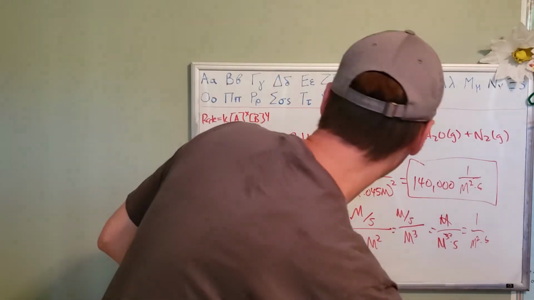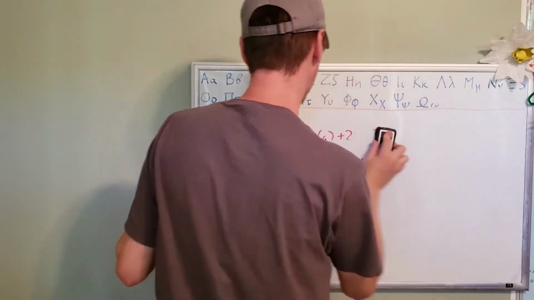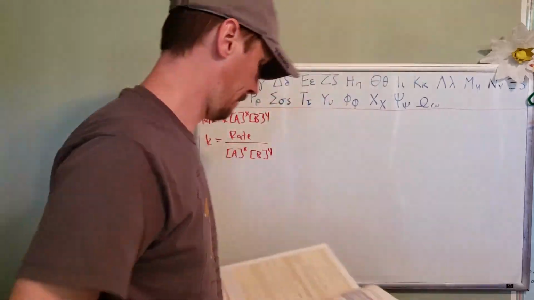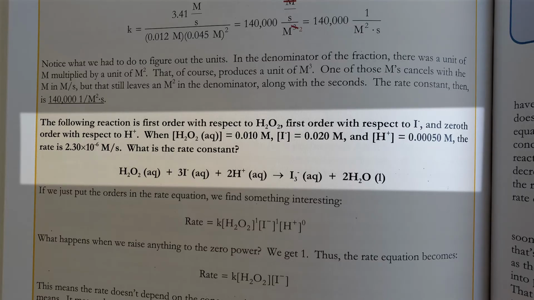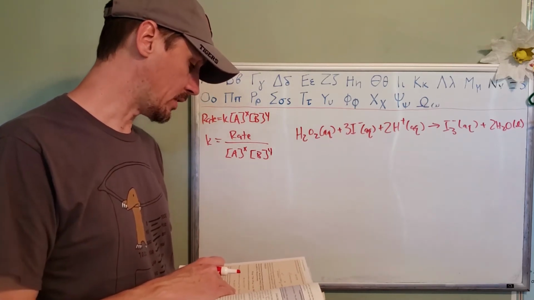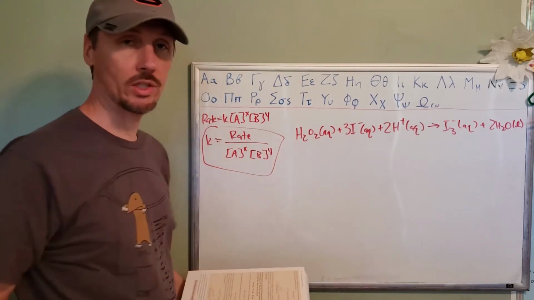All right, so let's do one more problem, and we will be done for today. The second problem says the following reaction is first order with respect to H2O2, first order with respect to I-, and 0th order with respect to H+. When the concentration of H2O2 is 0.01, so they give us the concentration of each of those, and then they tell us what the rate is, and they want us to find the rate constant again. So we're going to be using this equation here.